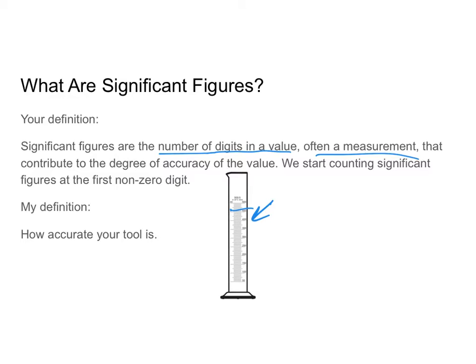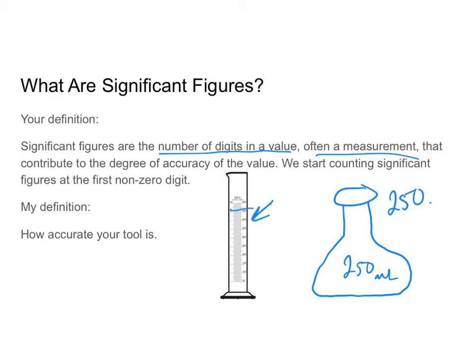If I use an Erlenmeyer flask, for example, it looks something like this. Hey, that's not bad. This might be a 250 milliliter Erlenmeyer flask. And what that means is that I have 250.00 milliliters. How do I know that it's this amount of numbers? Because that's what an Erlenmeyer flask is. That's just what it is. And there's a line that you fill it up to. So my definition of sig figs is how accurate your tool is.